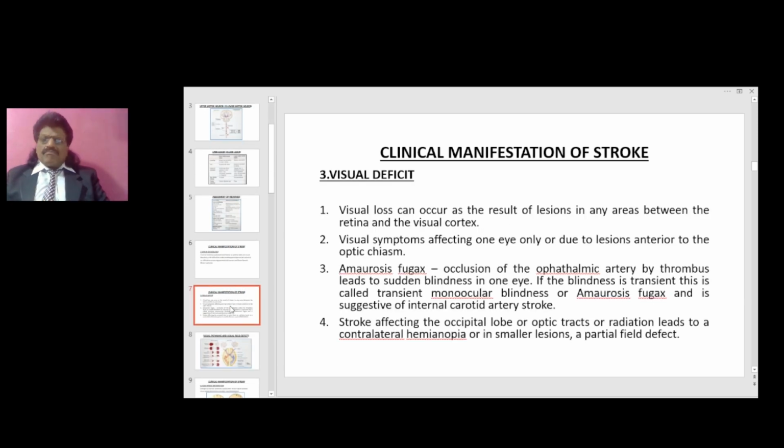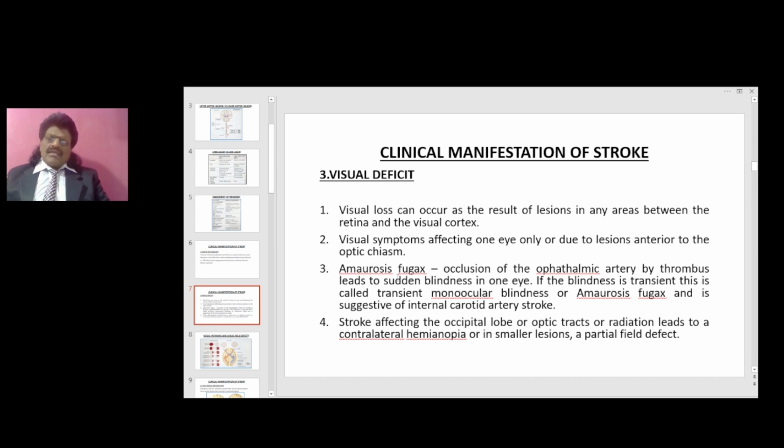Visual defect. The third important clinical manifestation of stroke is visual deficit. Visual loss can occur as a result of lesions in any areas between the retina and the visual cortex. Visual symptoms affecting one eye only are due to lesions anterior to the optic chiasm.